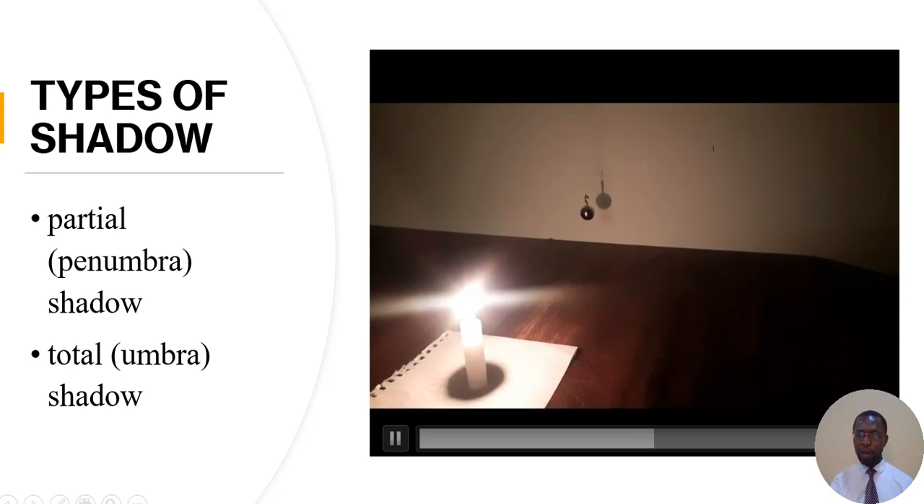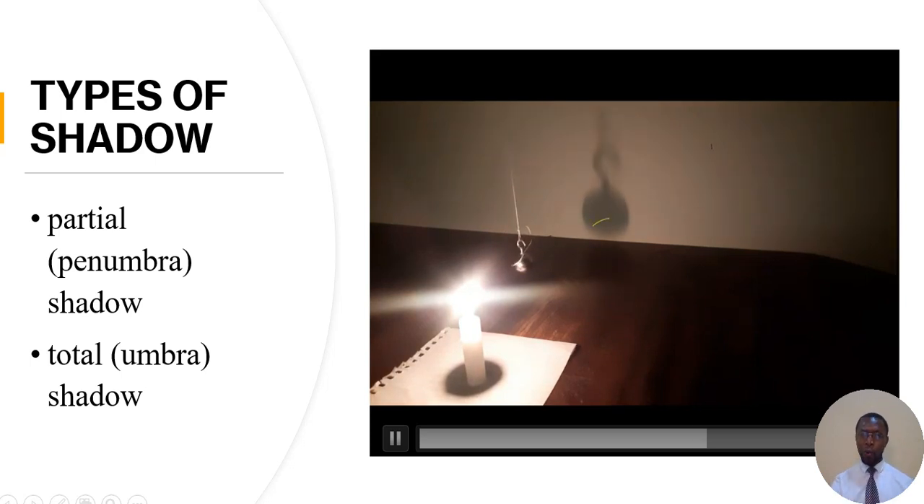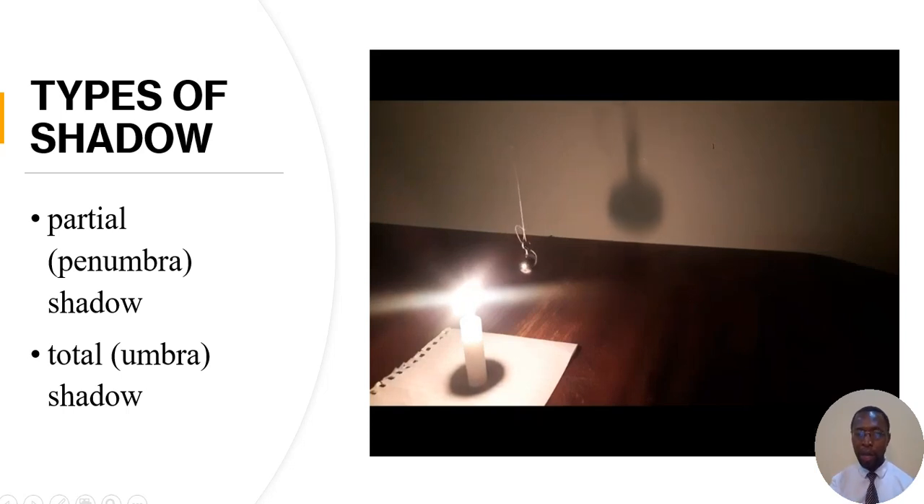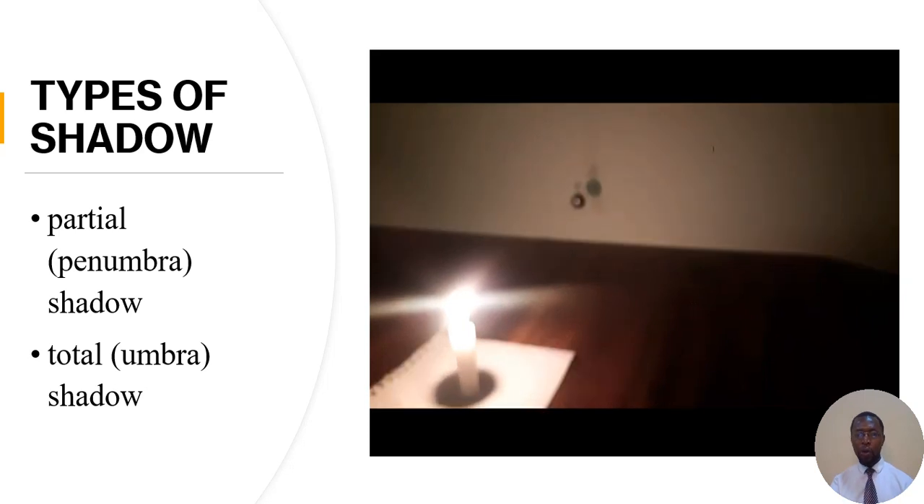Now watch this. As this bulb is gradually moving closer to the light ray, you can see that the shadow is getting expanded. Now the lighter part of the shadow is called the penumbra, while the darker part of the shadow is known as the umbra. So that is how you distinguish between partial or penumbra shadow and the umbra shadow. The darker part is the umbra, while the lighter part is the penumbra.